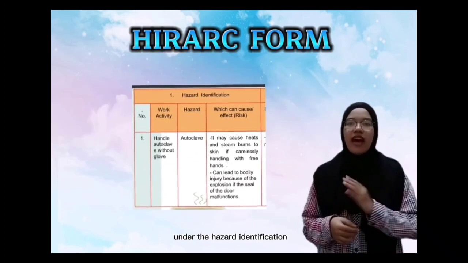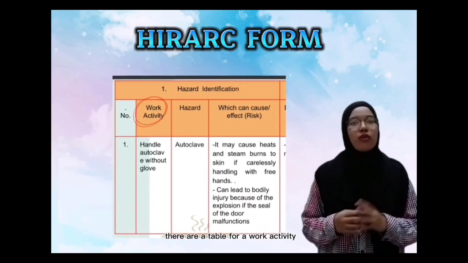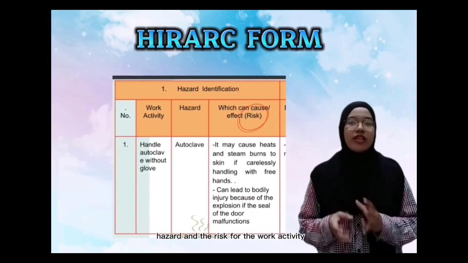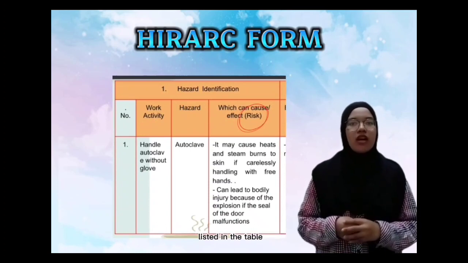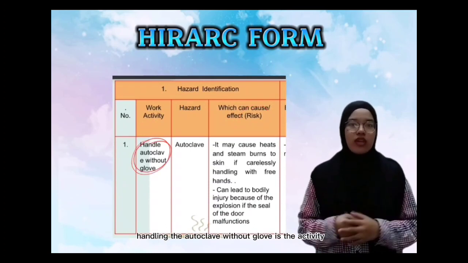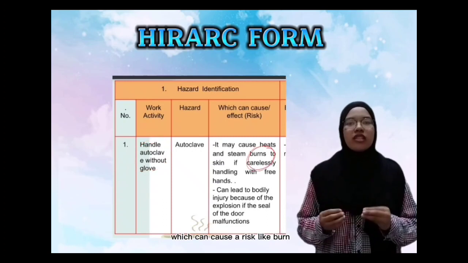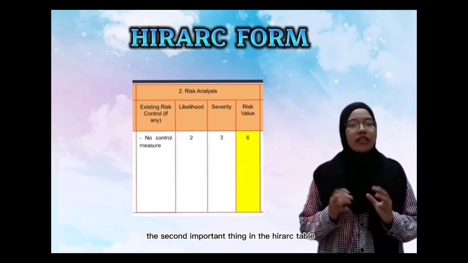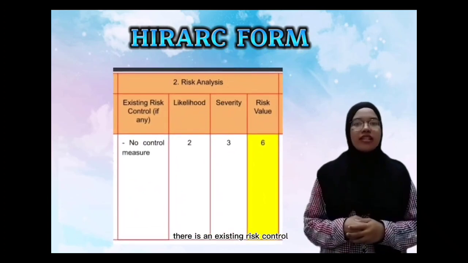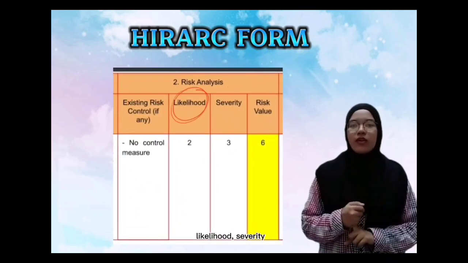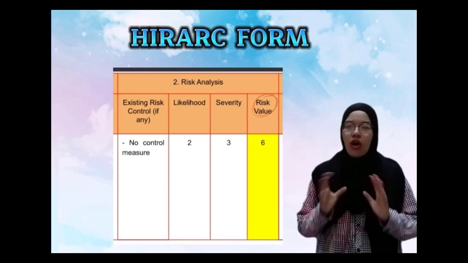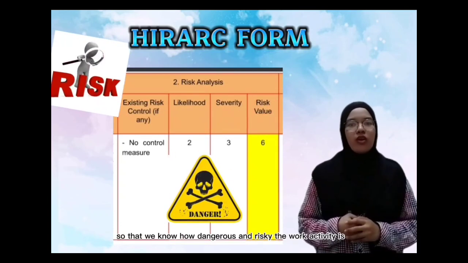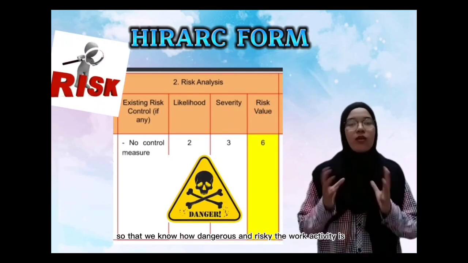As we can see under the hazard identification, there is a table for the work activity, hazards, and the risk for the work activity listed in the table. For example, handling the autoclave without gloves is the activity which can cause a risk like burns, and the autoclave is the hazard. The second important thing in the Hirarc table, under the risk analysis, is the existing risk control, likelihood, severity, and the risk value.